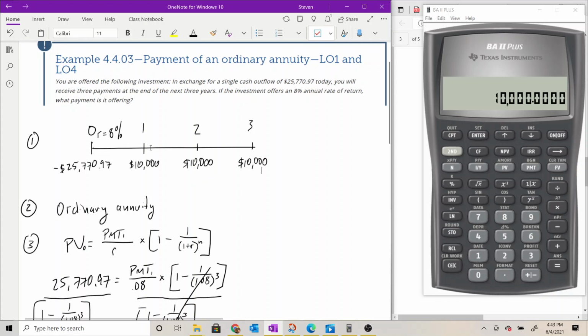And of course we know, because we've worked with these same cash flows in example 4.4.1 and 2, that $10,000 is the number that equates these things. That is the present value of that annuity at an 8% discount rate. So it looks like we're good to go there.